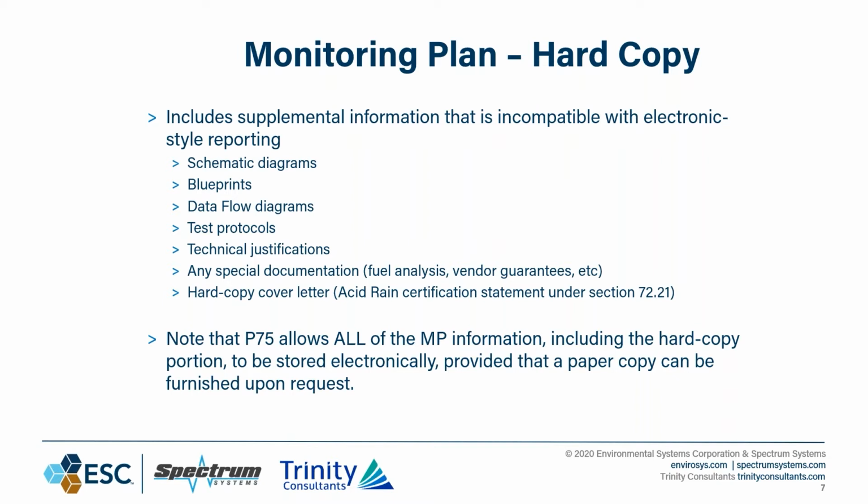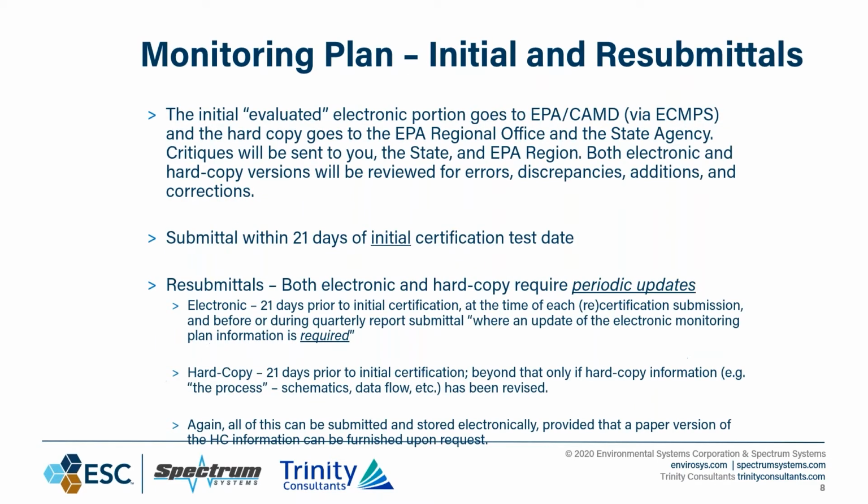Take note here that Part 75 does allow all of your monitoring plan information, including that hard copy portion, to be stored electronically in soft copy, provided that you can hit the button and a paper copy can be printed out in a format suitable for viewing upon request. Yeah, so that's something to consider for your local agency and what region you're in. So, word on the street, EPA Region 6 says we don't want to see the hard copies at all. Like, do not send them to us. You would swamp us with data.